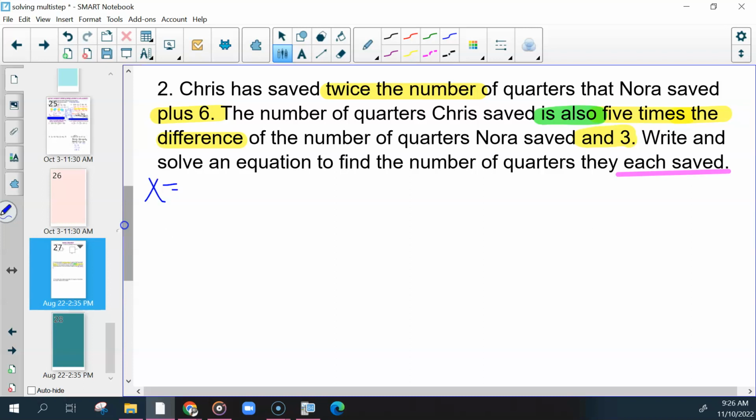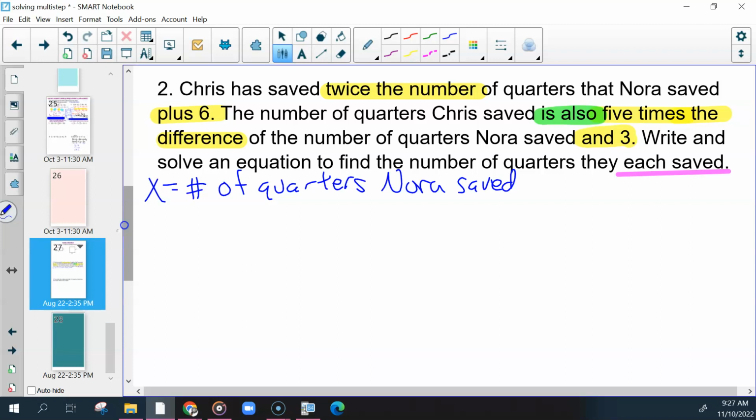So think about it like this. If we knew the number of quarters Nora saved, and then we multiplied it by 2, we would know how much Chris saved. If we knew the number of quarters Nora saved, and then did this math, the 5 times the difference, then we would know the number that Chris saved. So everything depends on Nora's number of quarters. So if you just said number of quarters, yes, but for who? Because that's very specific.